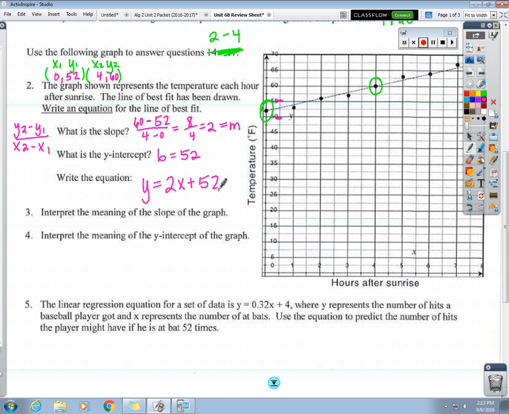Right. Okay, interpret the meaning of the slope of the graph. You can see that as the hours increase after sunrise, what's happening to the temperature? It's also increasing. So you could put something like, as hours increase after sunrise, so does temperature. And I'm just going to abbreviate temp for temperature because I ran out of room. Okay, so as hours increase after sunrise, so does the temperature.